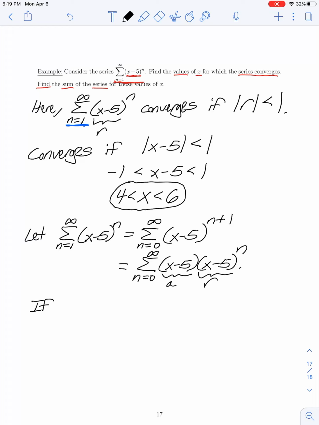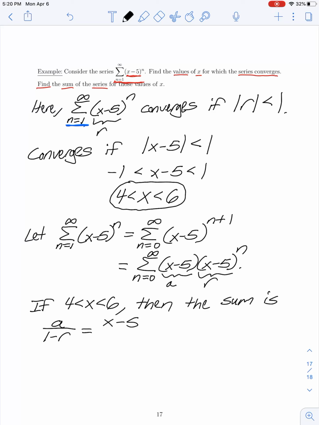So we had already said that this series will converge as long as the value of x is between 4 and 6. So if we have x in that range, then the sum of our series would be given by a over 1 minus r, or in this example, a is x minus 5 over 1 minus r, which was x minus 5. So that leaves us with x minus 5 over 6 minus x for the sum of our series.